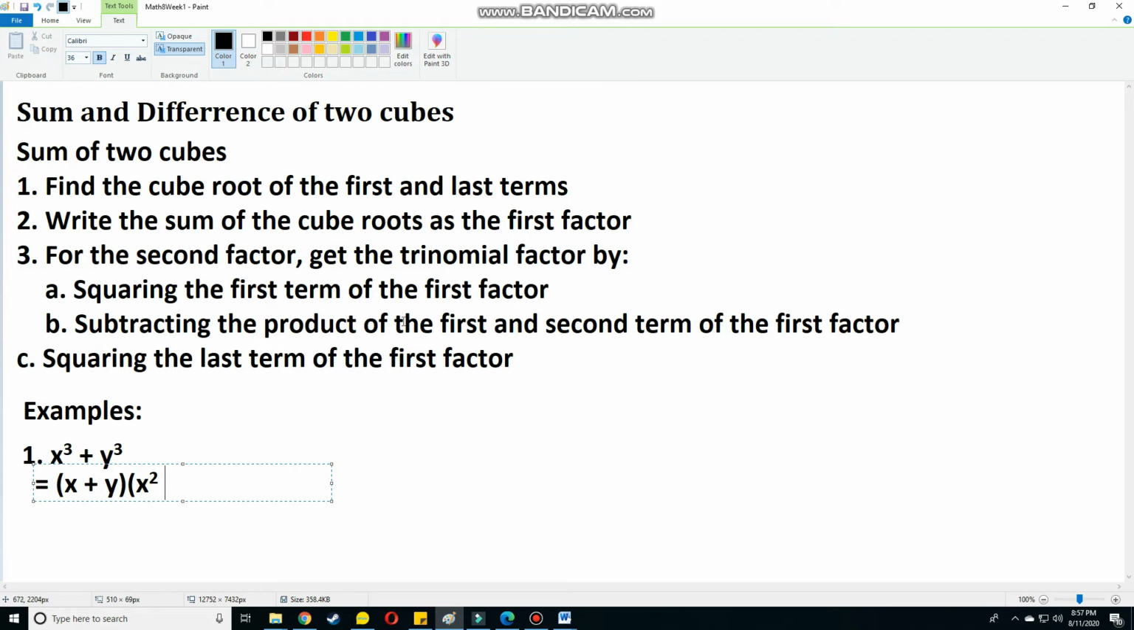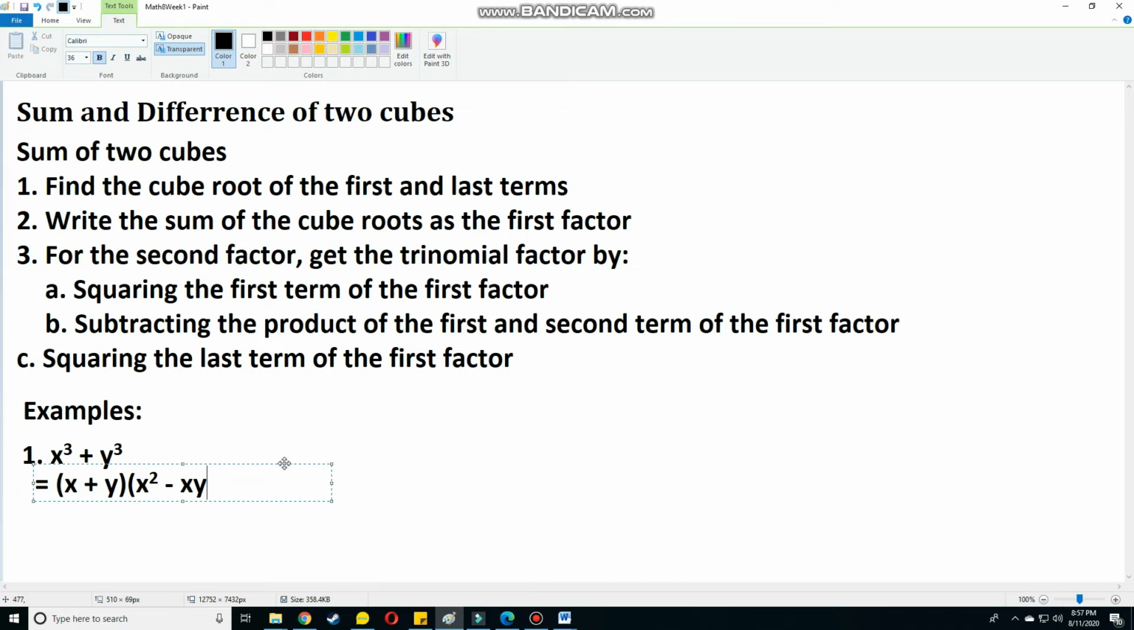Then subtracting the product of the first and the second term of the first factor. So now we would have the product of x and y. So x times y, that's xy, right? The product of x and y is xy. This is subtracting, that's why minus the product of the first term and the second term of the first factor. X times y is equal to xy, and then we did the subtracting.